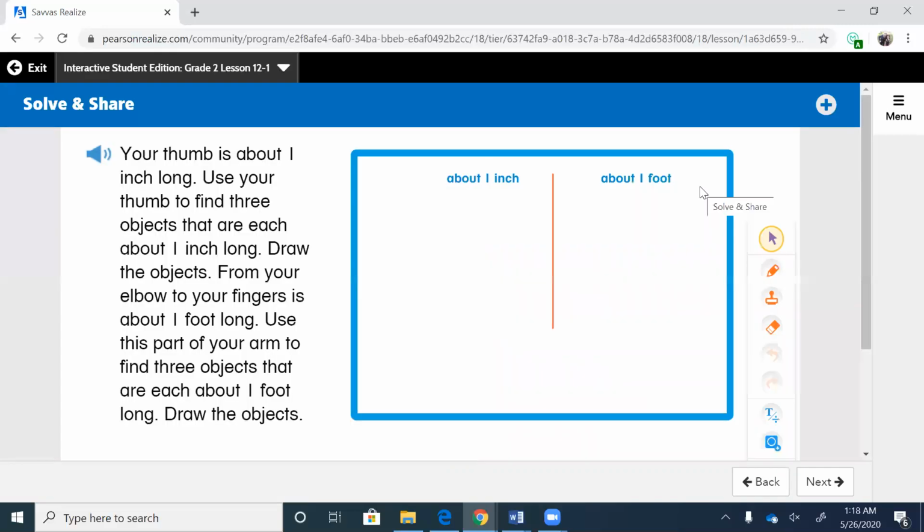Solve and share. Your thumb is about 1 inch long. Use your thumb to find 3 objects that are about 1 inch long. Draw the objects. From your elbow to your fingers is about 1 foot long. Use this part of your arm to find 3 objects that are each about 1 foot long. Draw the objects. So this is actually going to be the assignment.